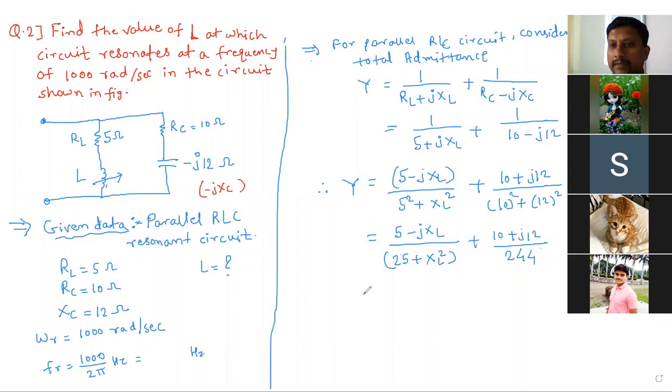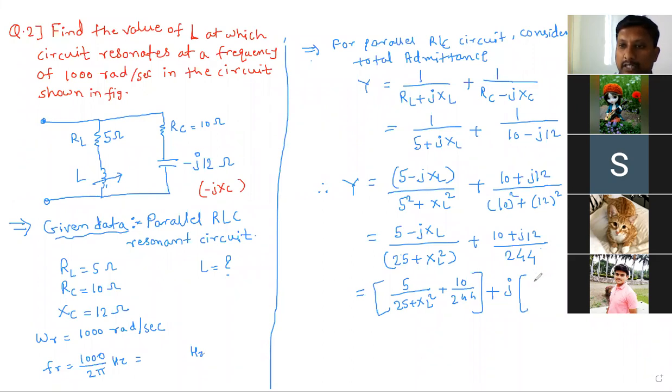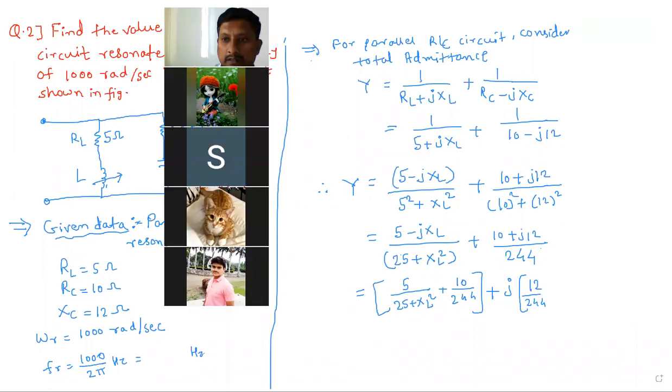Okay, now real term and imaginary term you can separate out. Real term I will separate out first of all. So 5 divided by 25 plus XL square. Next, this 10 divided by 244, that is the real part. Real part is over now. Next, J you can take common from the imaginary part. If you take J from here, that becomes 12 divided by 244. Next, from this part minus will come: minus XL divided by 25 plus XL square.